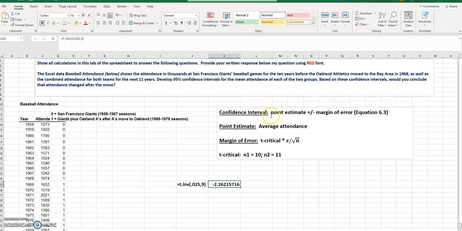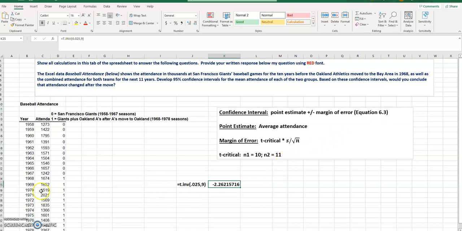So the bottom line is point estimate plus or minus the margin of error, which would be this t critical value times the sample standard deviation divided by the square root of 10. And again, there's good details in the book. Look at equation 6.3. This should get you going and get you finished up.